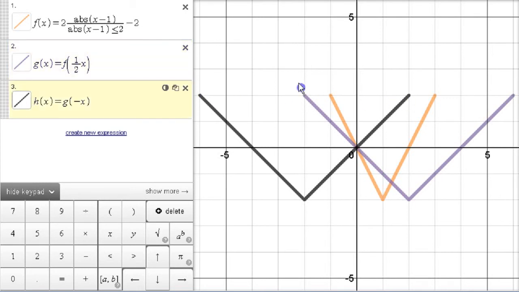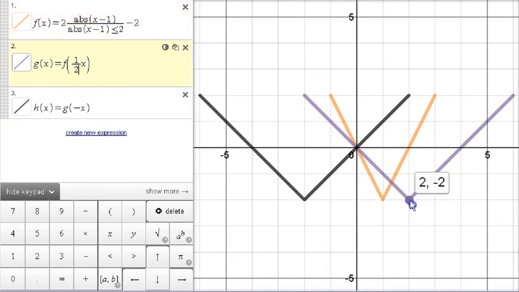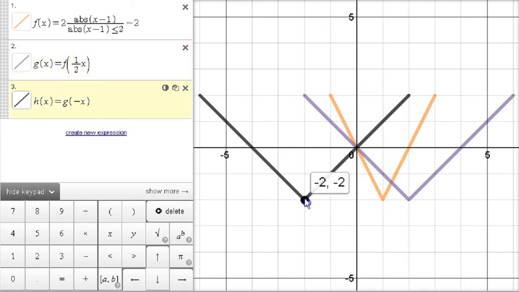If we change the order of that, well, let's look at one other point first. Let's look at where this vertex is. This point was at 1, negative 2. When you expand it horizontally by 2, it goes to 2, negative 2, and then it gets reflected over to negative 2, negative 2.